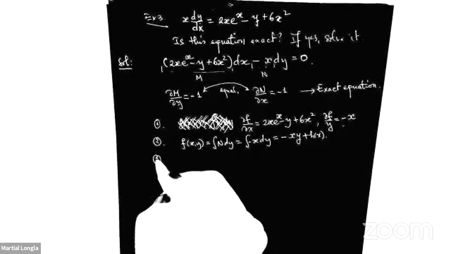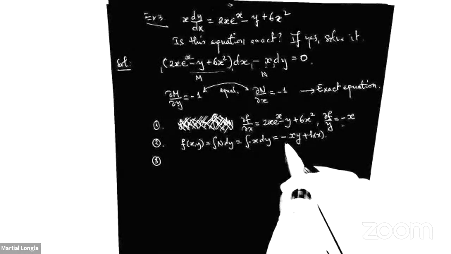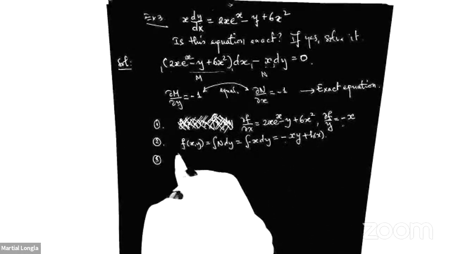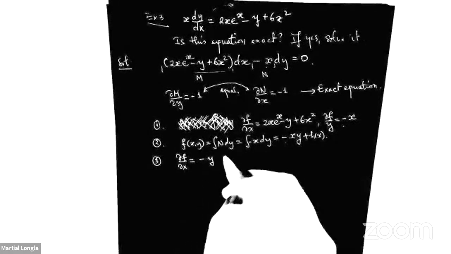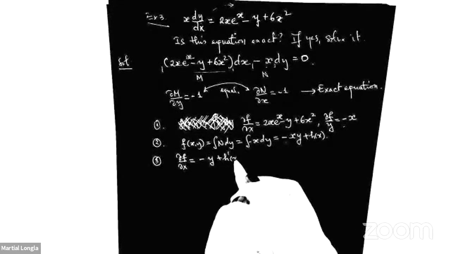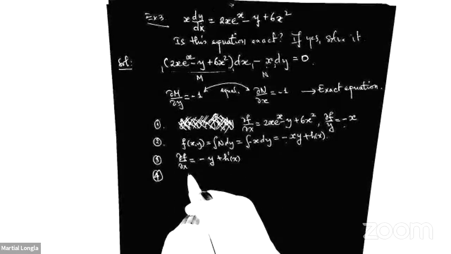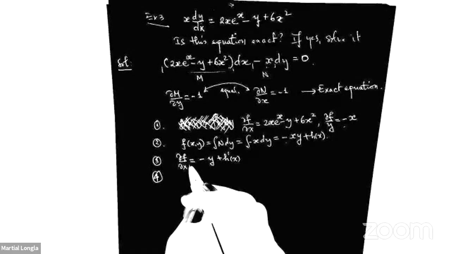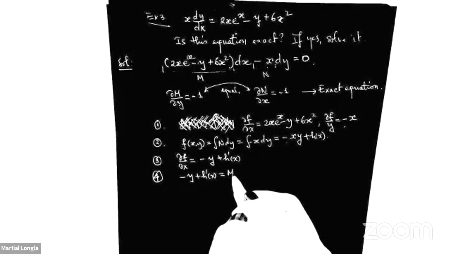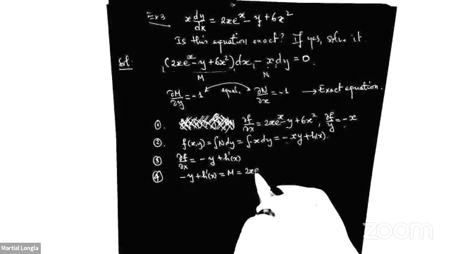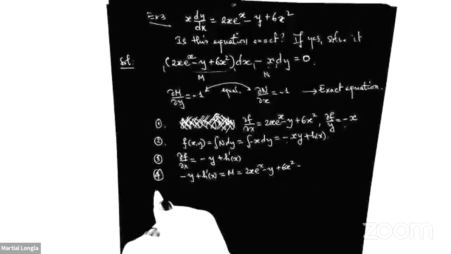Now the next step says, if you do this, switch everything around. So now we are going to take the derivative of this with respect to x. So derivative of f with respect to x is, and this here is minus y plus h prime of x. And then in step 4, we are going to set this thing equal to m, the other way around. So negative y plus h prime of x equals m, and that is 2x e to the x minus y plus 6x squared. That's what it is.